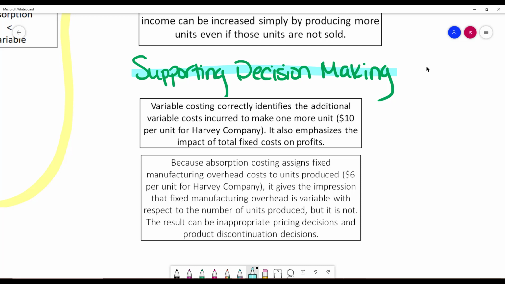So if a manager doesn't quite understand that and doesn't remind himself or herself about that, it can cause managers to make inappropriate pricing decisions, or they might even decide to get rid of a product line or a business segment when looking at it from the absorption costing perspective, when in reality it might yield different results when looking at it from a variable costing perspective, when you're actually breaking up costs between their variable and fixed cost behaviors.